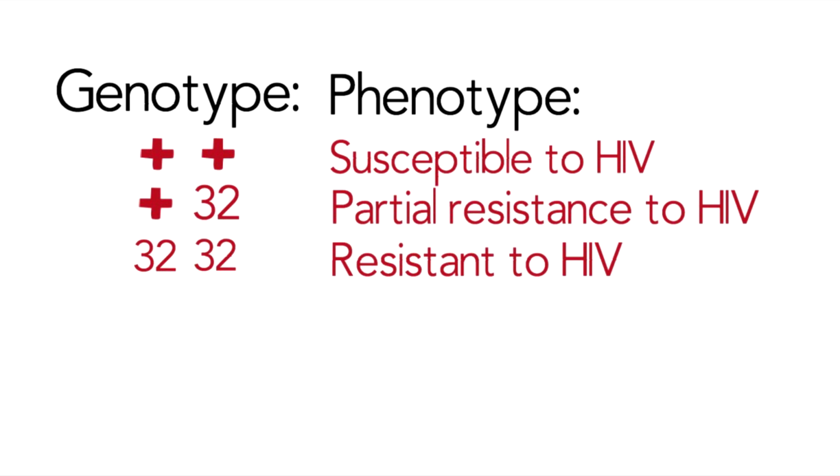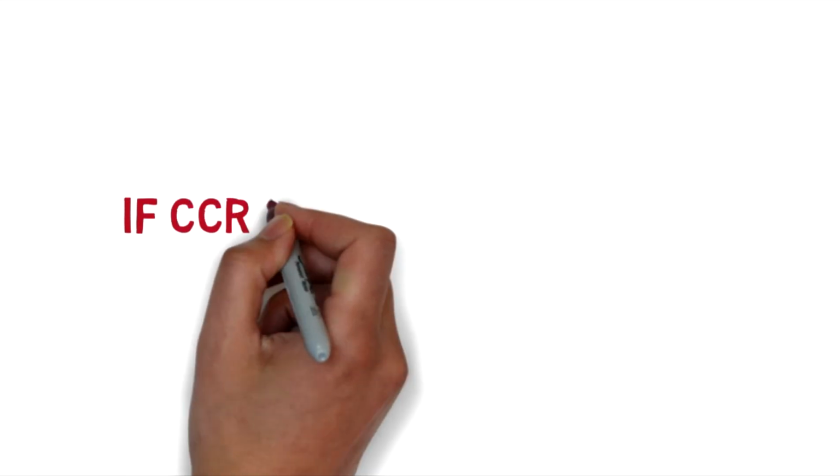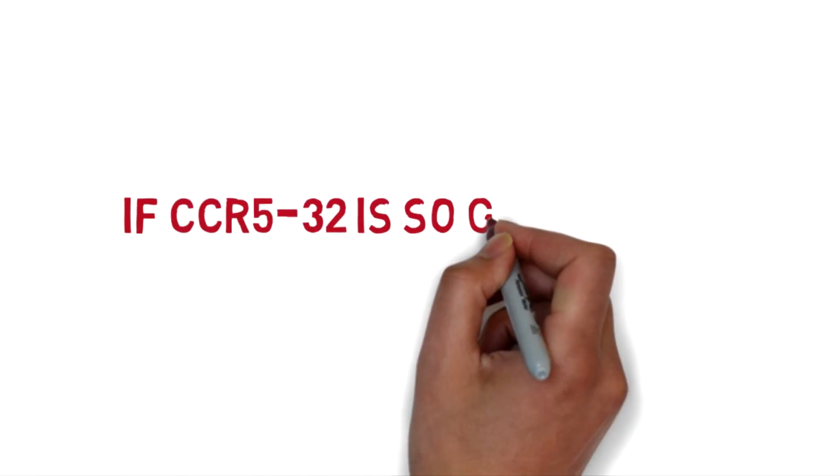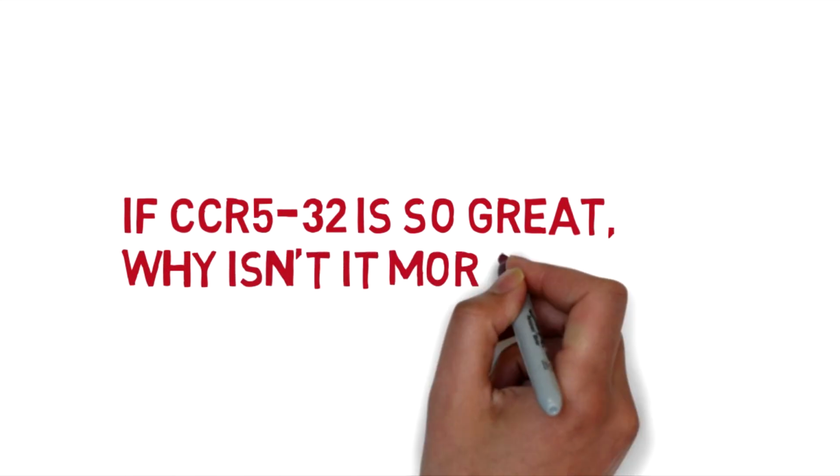In our case study, we will be exploring the very interesting relationships among CCR5, HIV, evolution, and human health. As we start our case study, keep this question in mind. If CCR5 delta 32 is so great, why isn't it more common?